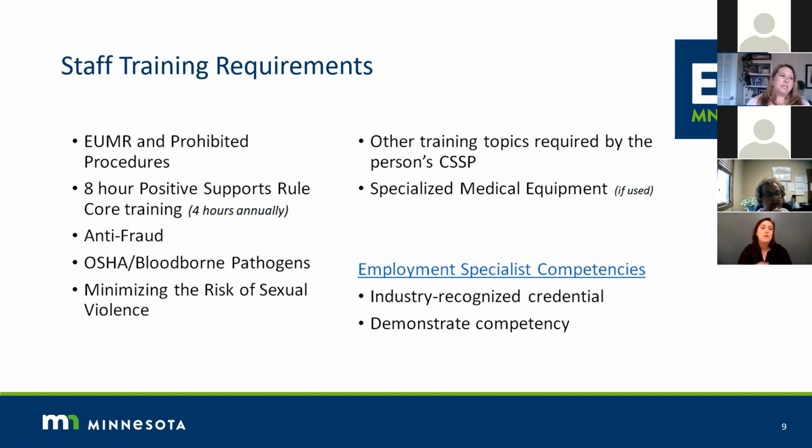And again, the only time requirement is that positive supports rule core training, 8 hours that first year for staff, and then 4 hours every year after. The other things can be covered until the person's competent. So someone that's been in the field a long time and they know a lot about maltreatment, they know a lot about reporting, they might be able to do a review and take a test, and it only takes them 5 minutes because they're very knowledgeable about that information.